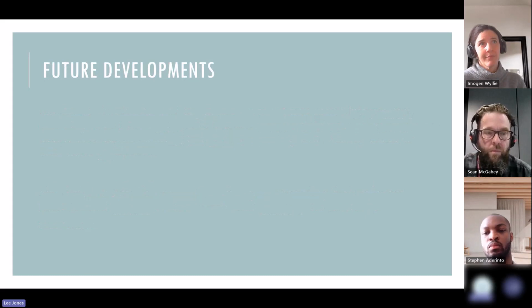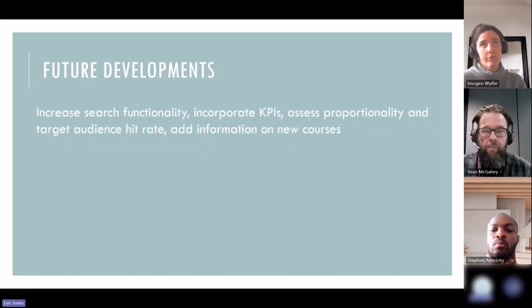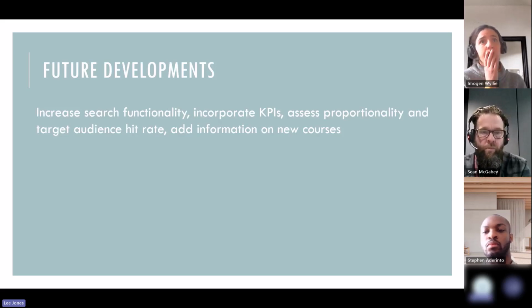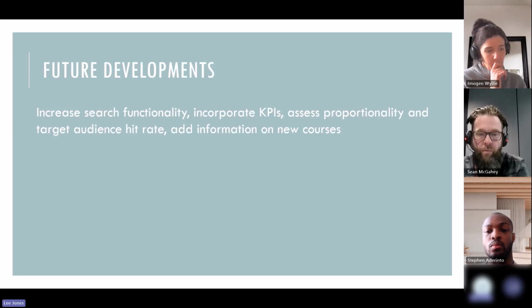And it's all driven by the data insights that we've seen via the dashboard, which we wouldn't have had without that. So in terms of future developments, I think we've probably touched on a lot of these already, but we want to increase the search functionality, maybe incorporate KPIs in terms of how long it's taking us to complete requests. The big thing, as we've both mentioned, is looking at that target audience hit rate. Are the students that should be looking at this information actually looking at it? And we'd like to add information on new courses that we create as well.